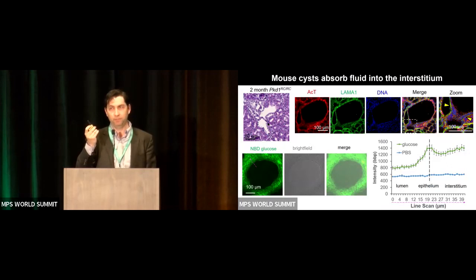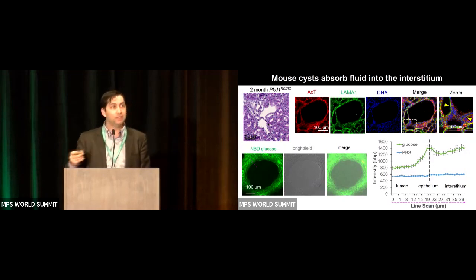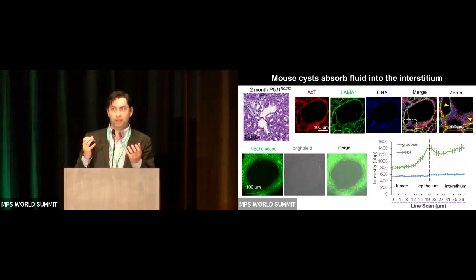in the interstitium. Moreover, when we injected glucose into animals with PKD, we could see that this glucose was rapidly absorbed through the cyst lining epithelium and into the interstitium of the organ. And this gives us the idea that really what might be happening is that the cysts are absorbing fluid, and the problem is that the fluid is accumulating within the kidney, and this creates space within the kidney for the tubules to deform and fill out the cyst.